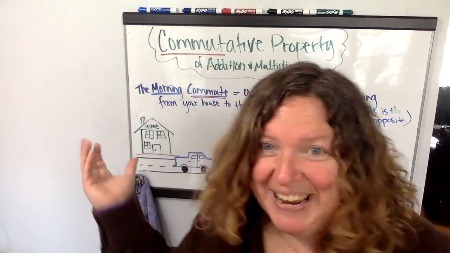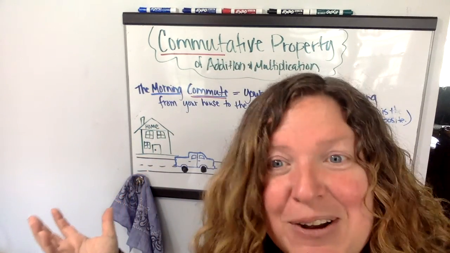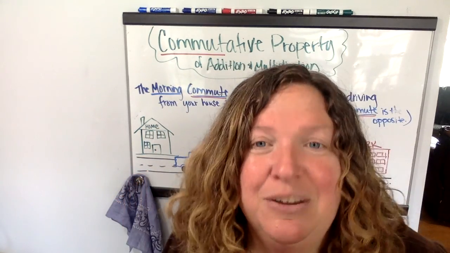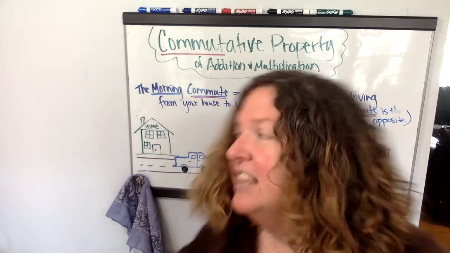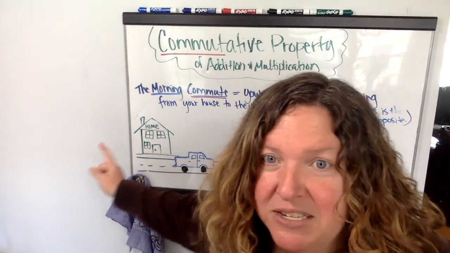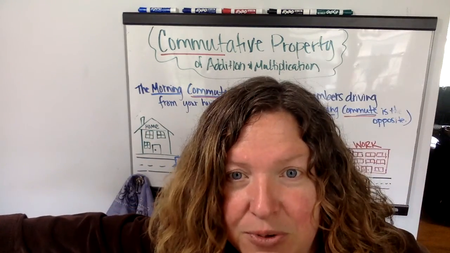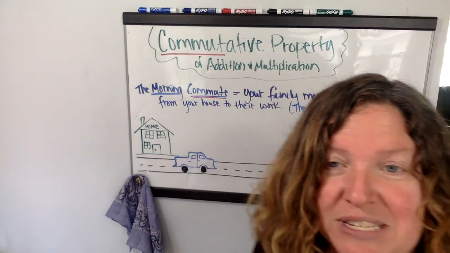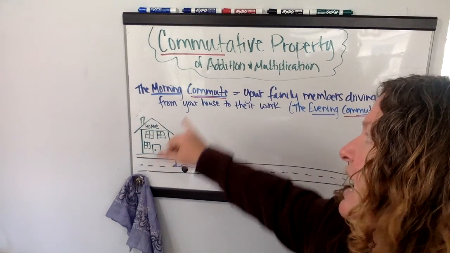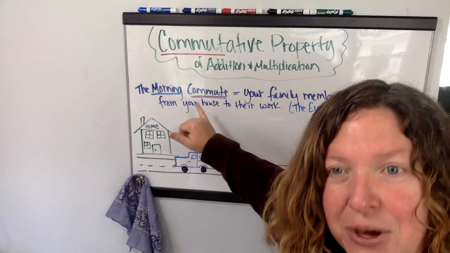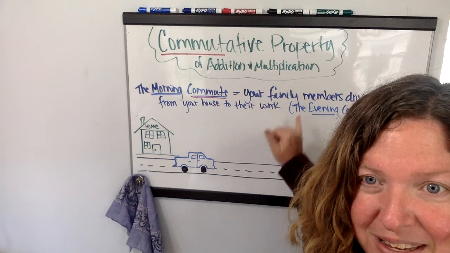Well, I hope you're saying neither one. They're the same. That's exactly what we want you to notice. They're the same. It's the same distance if we're going from our house to work or work back to our house, if we're taking the same roads. That's what we want you to notice. And that is an important part of the commutative property.